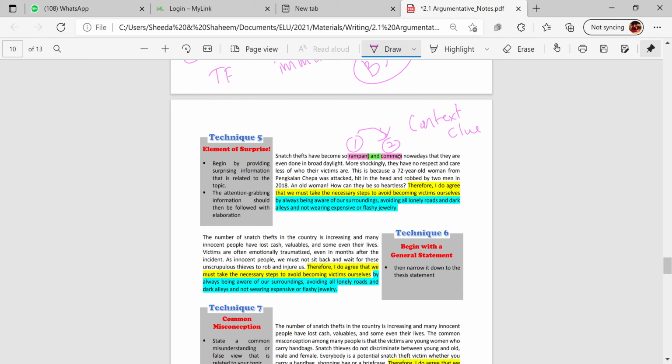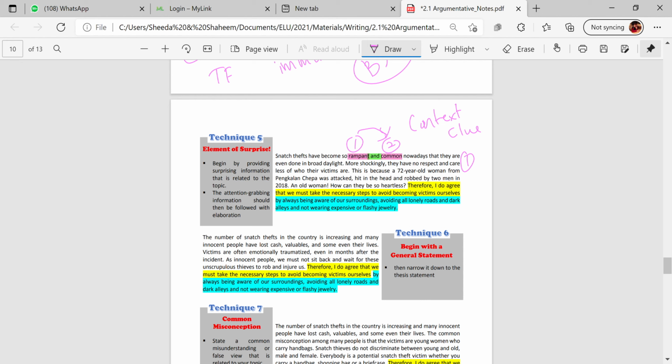More shockingly, they have no respect and care less of who their victims are. This is because a 72-year-old woman from Pengkalan Chippa was attacked, hit in the head and robbed by 2 men in 2018. So in a way, you begin with an element of surprise on how shocking snatch theft can be and how dangerous and harmful it can be. An old woman, how can they be so heartless?